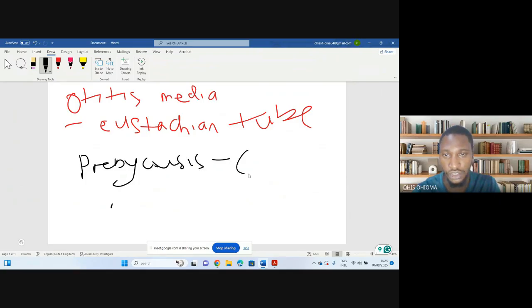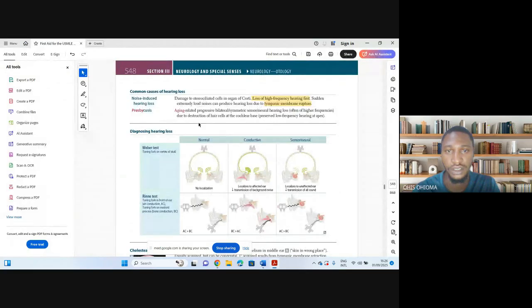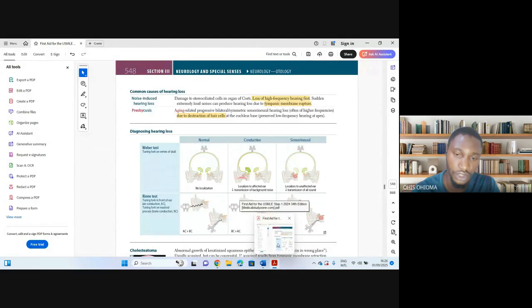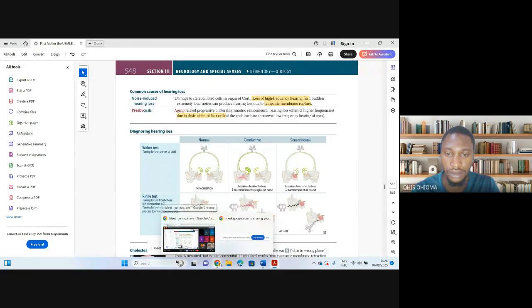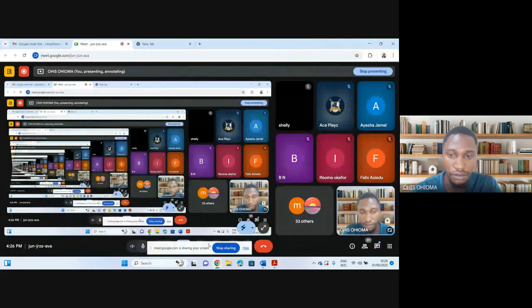So this is the osteoarthritis of the ear. That's how I remember it. That's what I refer to presbycusis as, right? So basically there's a destruction of the hair cells. The hair cells are like tiny finger-like projections that transmit or generate the action potential that turns the mechanical event into an electrical event, right? So that's what the hair cells are.